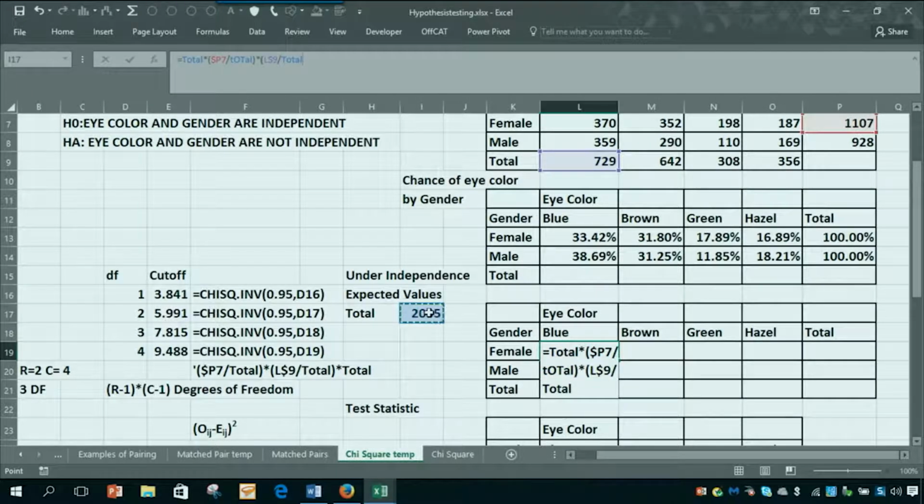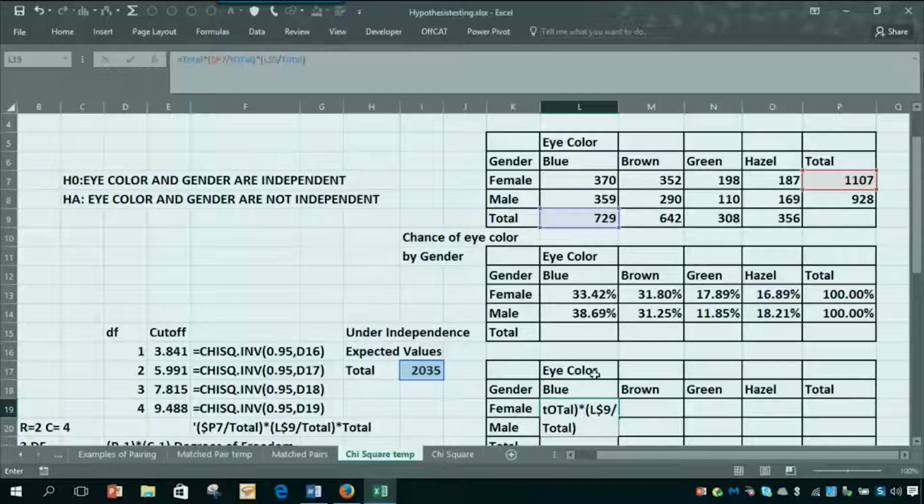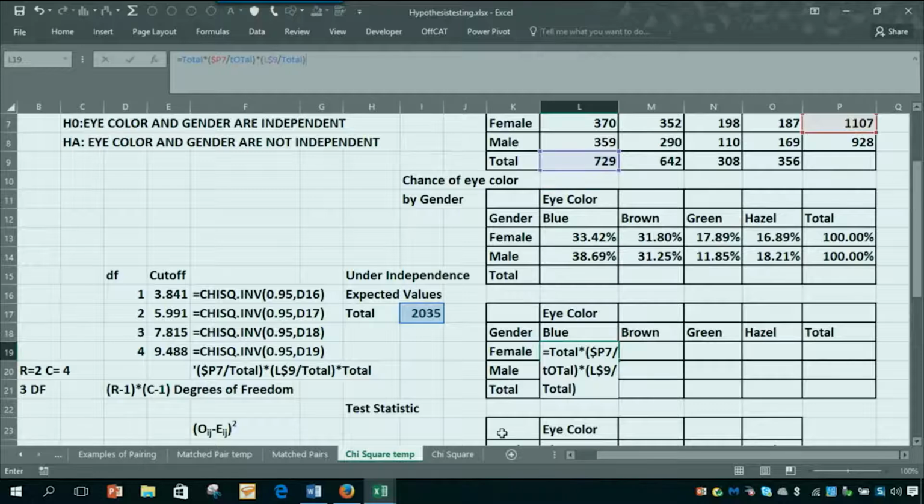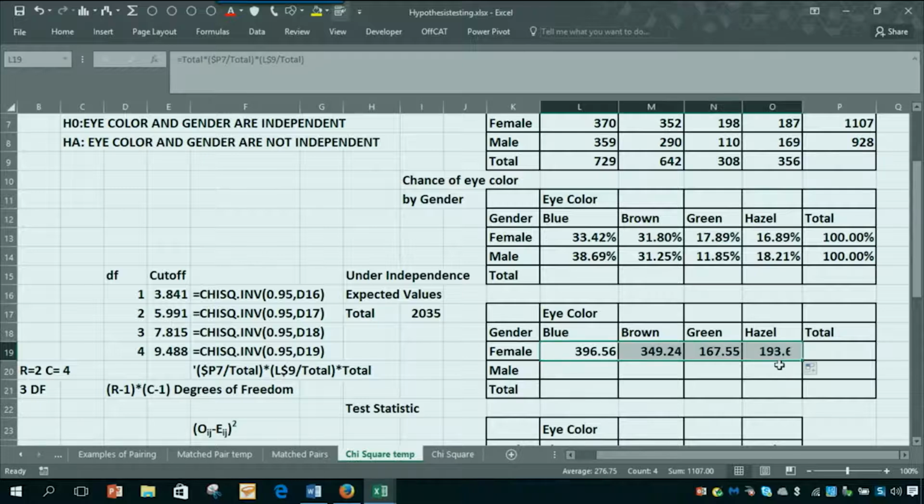Okay, so to recap, if there's independence, how many women would you expect with blue eyes? You take the total times the fraction of women that you have in your data set times the fraction of people who have blue eyes. And again, L9 has the blue eye people. And then you'd copy that across. So let's see what we get there. We get 396.56, that's right. So when I copy that across, I get 349 there. Now I can drag this down.